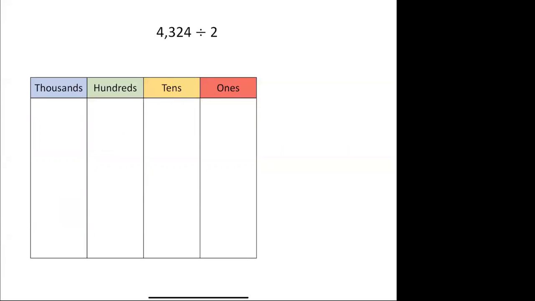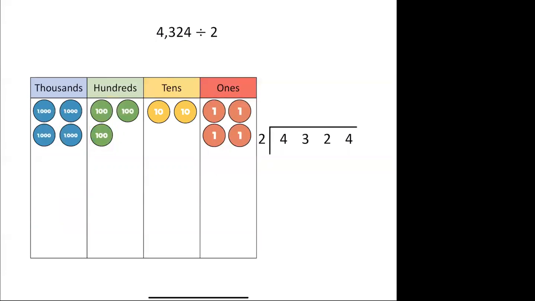And again, we can do 4,324 divided by 2. We put the 4,324 onto our place value grid. And we then split them into groups of 2.